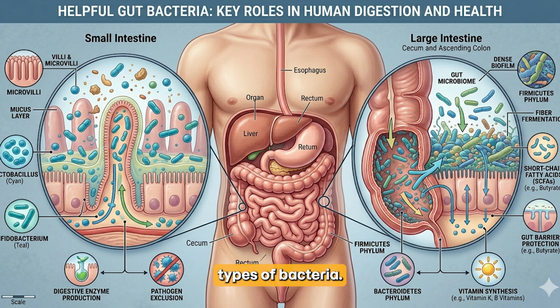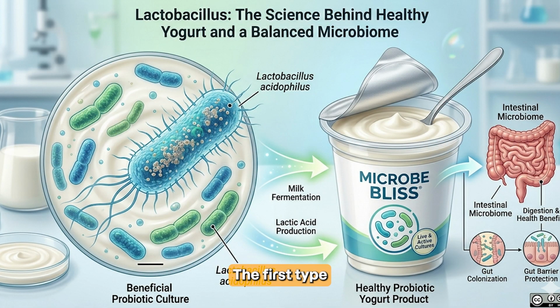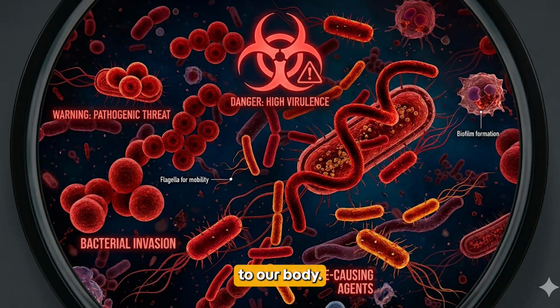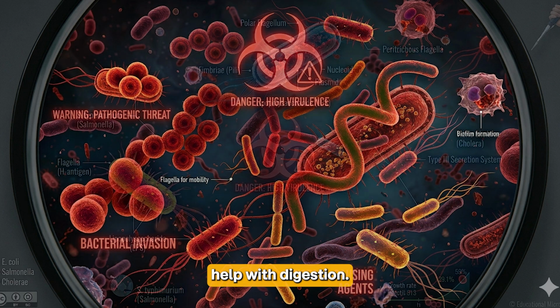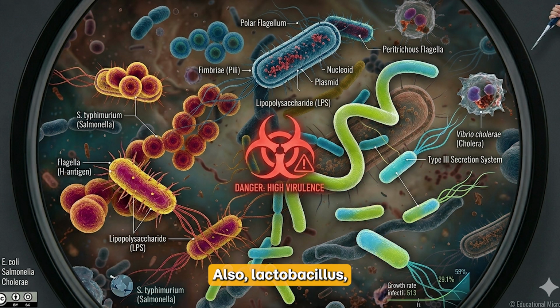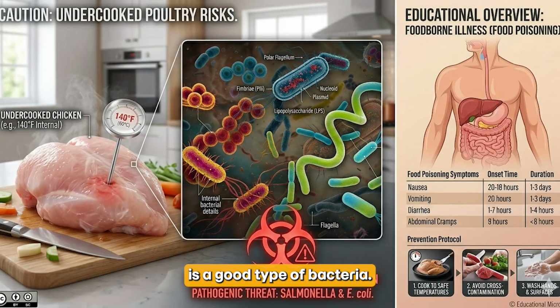There are two main types of bacteria. The first type is good bacteria. These bacteria are helpful to our body. For example, the bacteria in our intestines help with digestion. Also, lactobacillus, which is used to make yogurt, is a good type of bacteria.